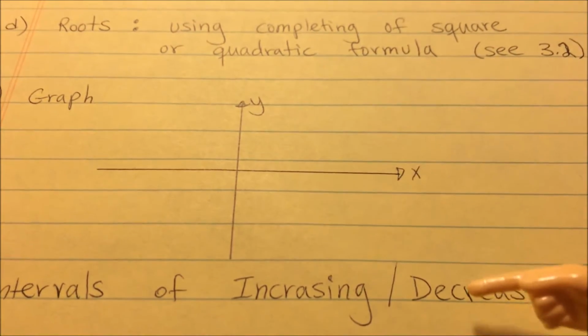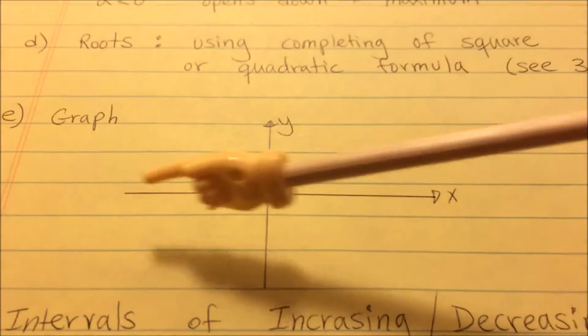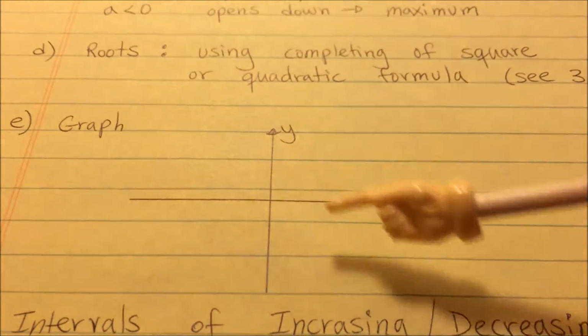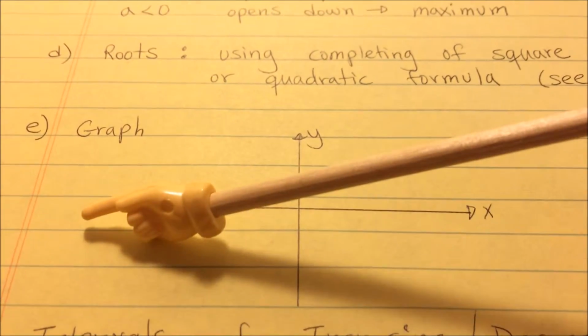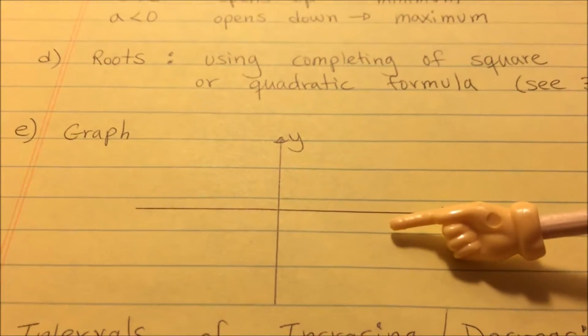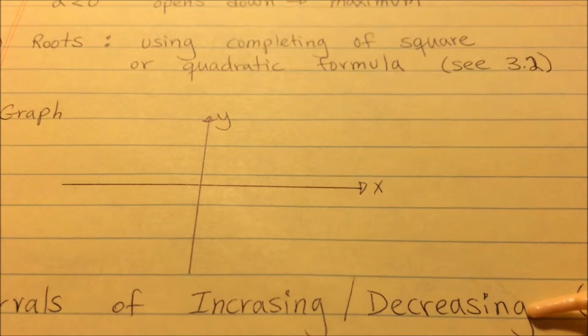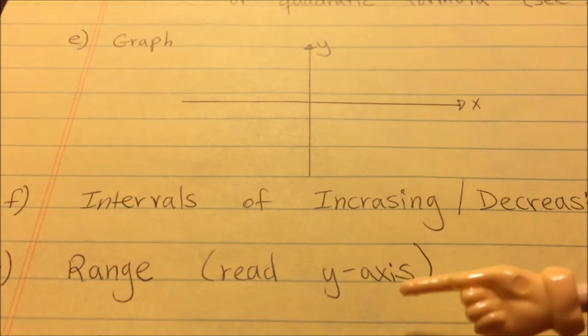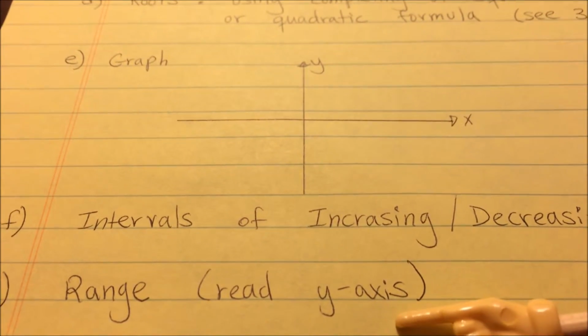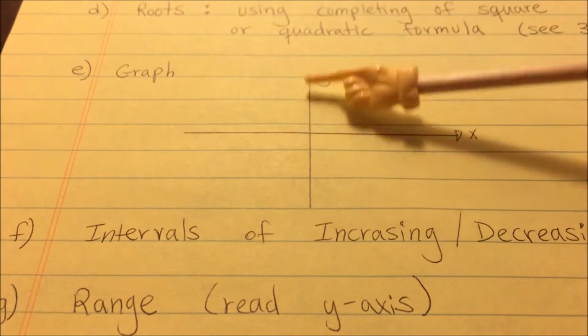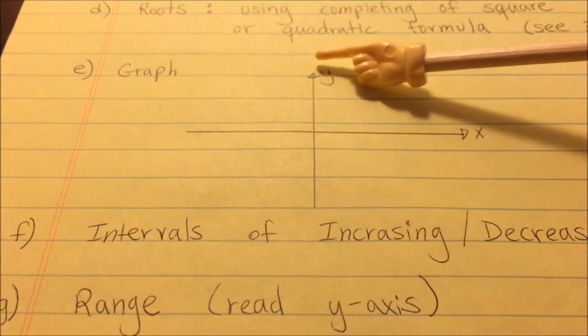And when you read the increasing and decreasing, you always read the graph from left to right. So whatever the smallest number is from the left side to the right side, that's your increasing and decreasing. And then the last part is the range, which is reading the y-axis. So it's going from bottom to top of the range right there.